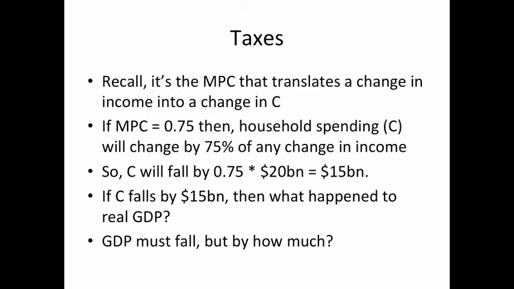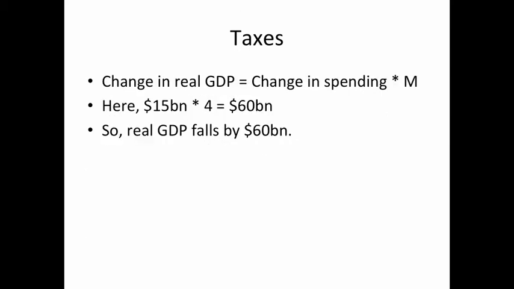And that's what's going to impact the economy. Because again, it's the change in spending that's going to drive the change in GDP. So if consumer spending is now falling by $15 billion, then what happens to GDP? We know it goes down, but by how much? Again, we don't know unless we know the multiplier. It's the multiplier that translates the change in spending into the eventual change in GDP.